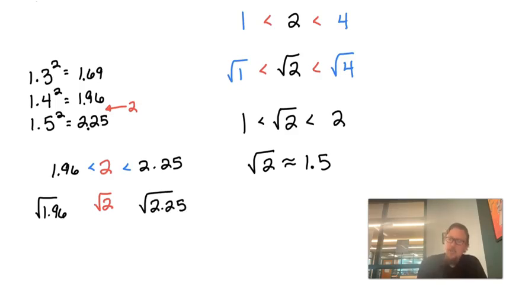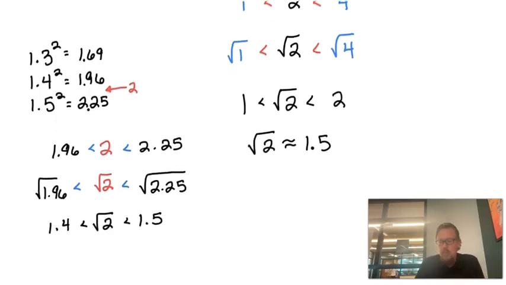Just like we did earlier, we said 2 was between 1 and 4, so the square root of 2 was between the square root of 1 and the square root of 4. Same thing here. We know that 2 is in between 1.96 and 2.25. So the square root of 2 must be in between the square root of 1.96 and the square root of 2.25, which means the square root of 2 is in between 1.4 and 1.5. The square root of 1.96 was 1.4, and the square root of 2.25 was 1.5.